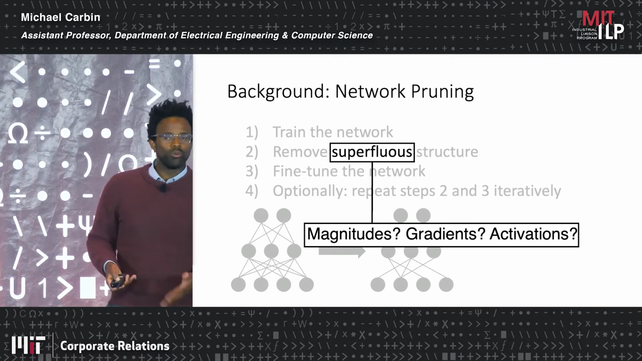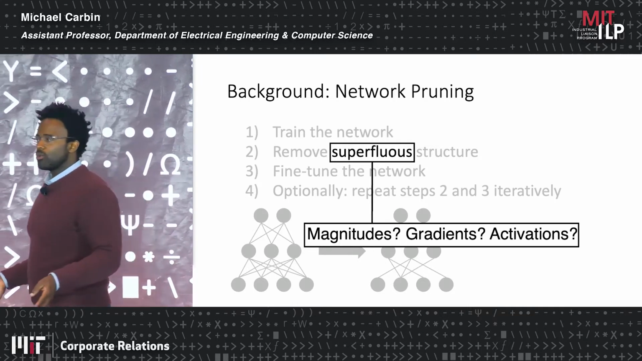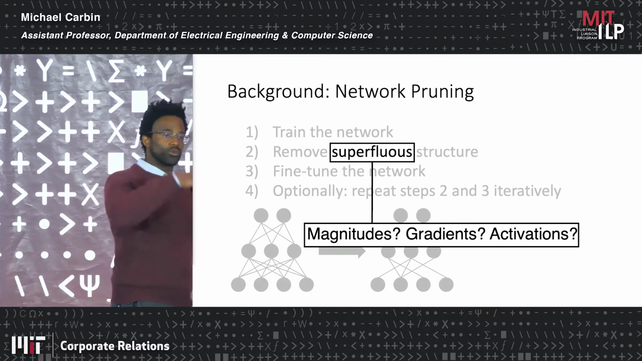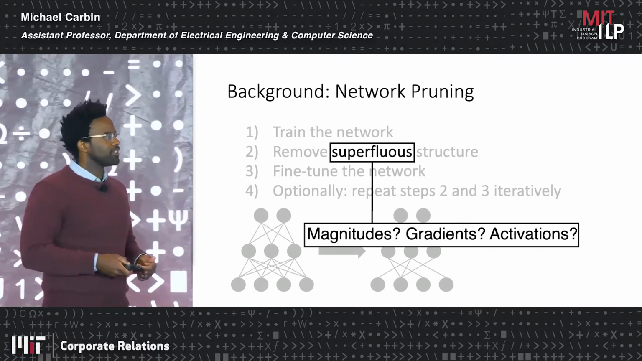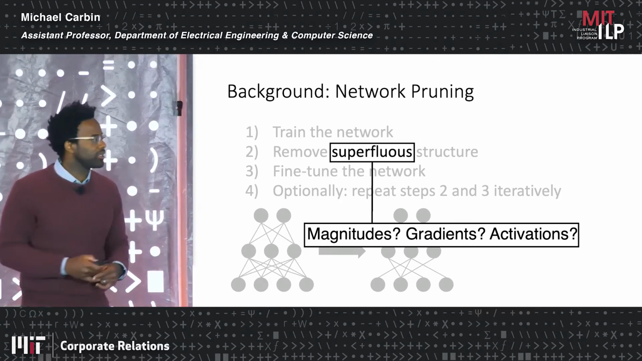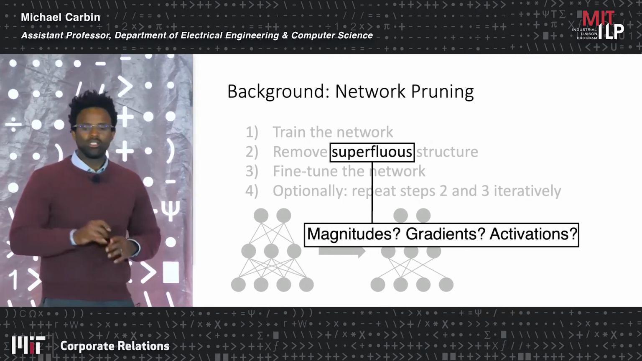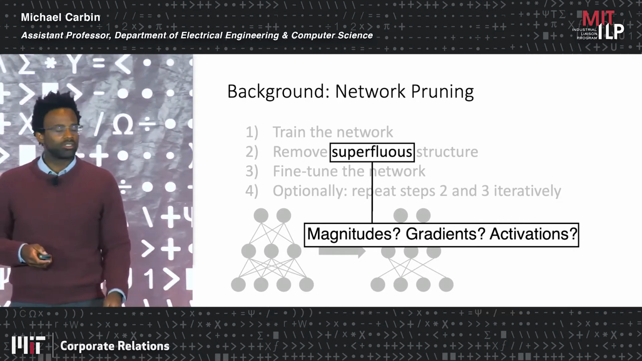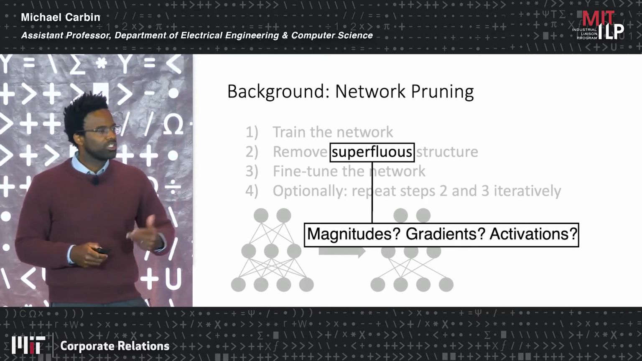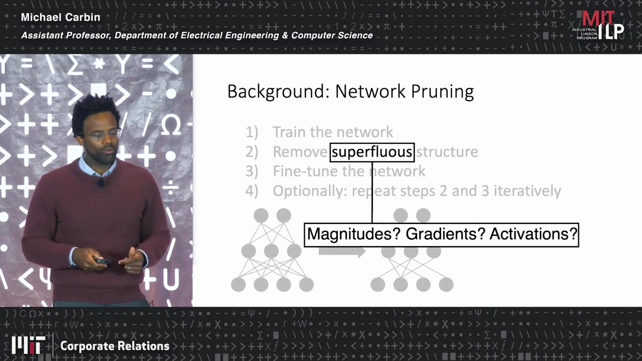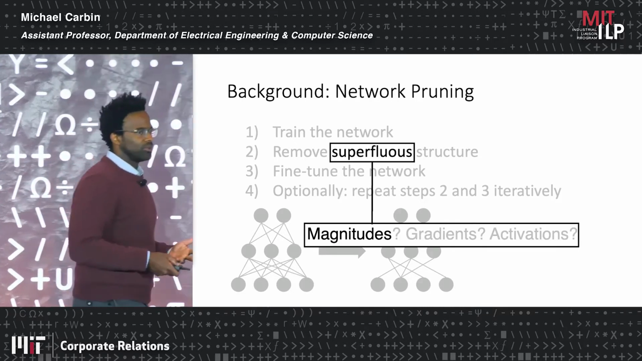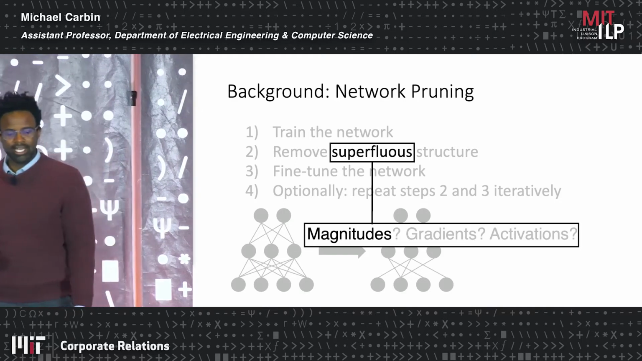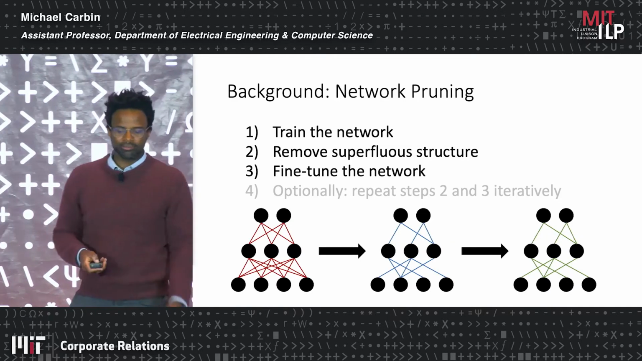Now, what does it mean for one of these structures to be superfluous? Well, we can look at the magnitude, let's say, of the weight that you have there, or the activation, or the gradients that are flowing through this particular structure as you go through training. And again, there are techniques in the literature that look at all of these different evaluations for superfluous. And we take a very simple approach. In the work we're talking about today, and even in some of our other work, we're just looking at the magnitude of the weights that we have in our network. Now, we've removed that structure.